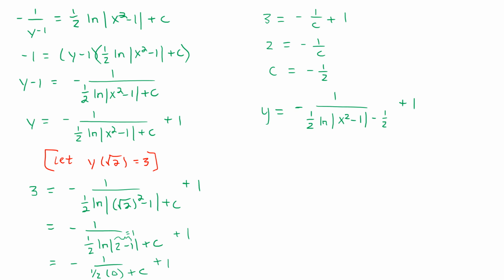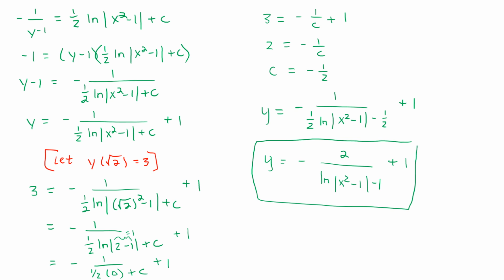And then to help us make this look a little prettier, we can multiply the top and the bottom of our ratio here by 2, just so that we can eliminate the fractions in the denominator. So when we do that, we'll have 2 in the numerator, and then if we multiply the first term by 2, that eliminates the 1/2. So we'll just have the natural log x squared minus 1, and then the other 1/2 times 2 would get us negative 1, plus 1. All right, and that is our particular solution for the differential equation.